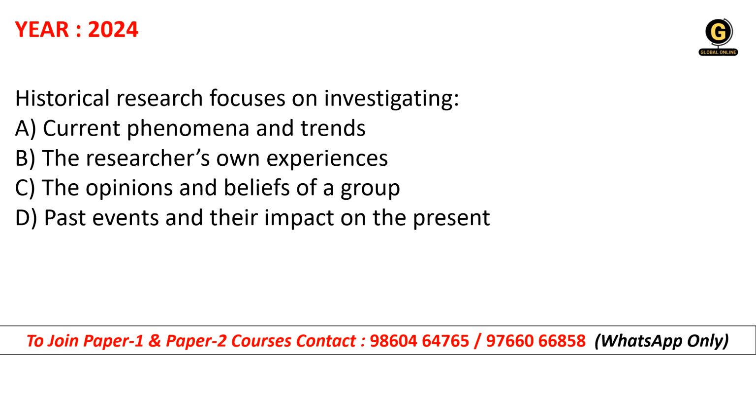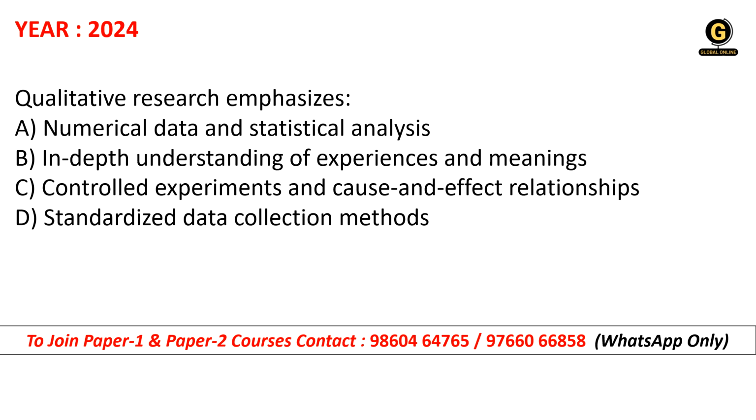the surveys. Historical research focuses on investigating A, current phenomena and trends. B, researchers' own experiences. C, the opinions and beliefs of a group. Or D, past events and their impact on the present. So right answer is option D, past events and their impacts on the present.